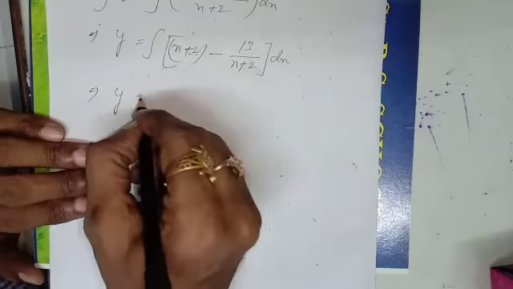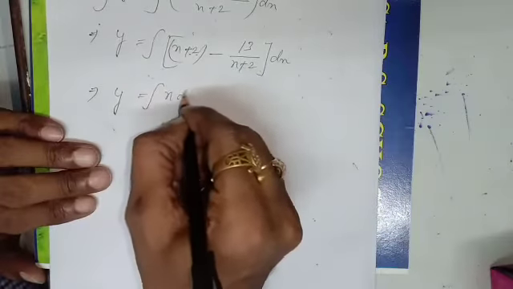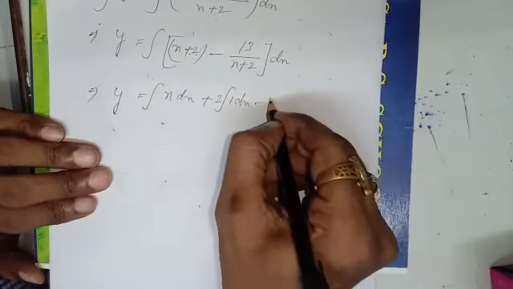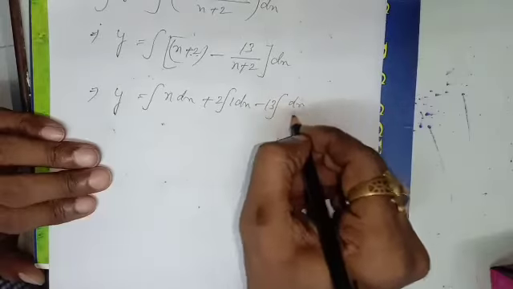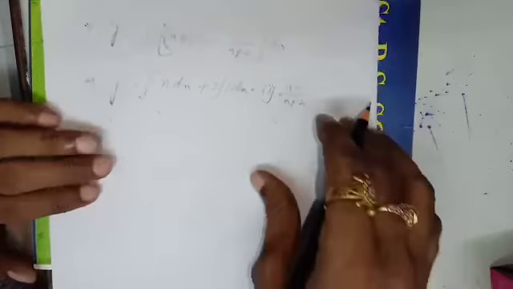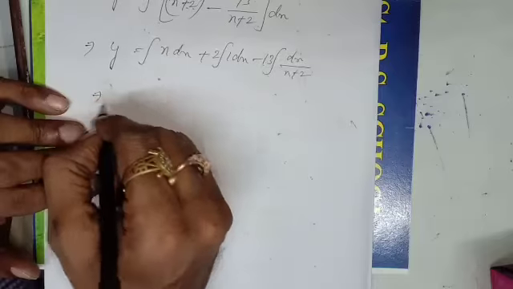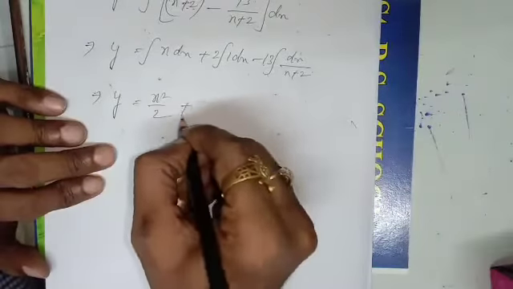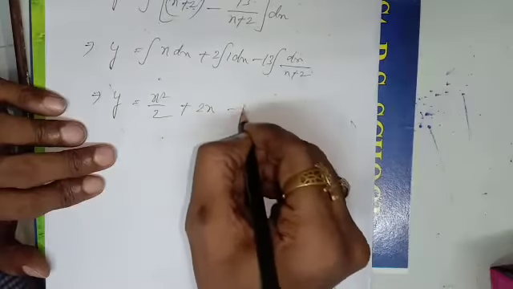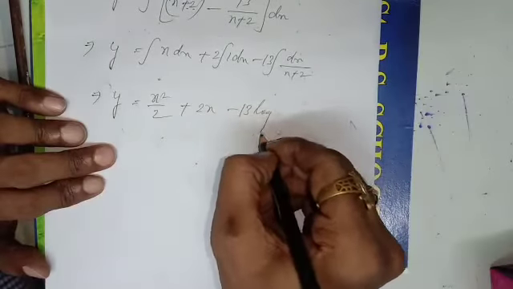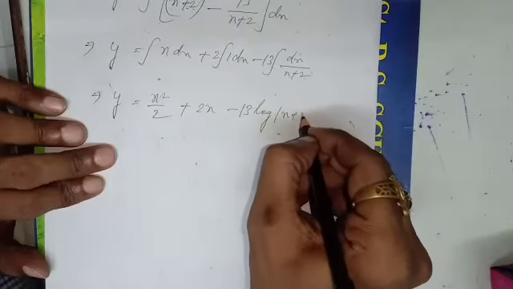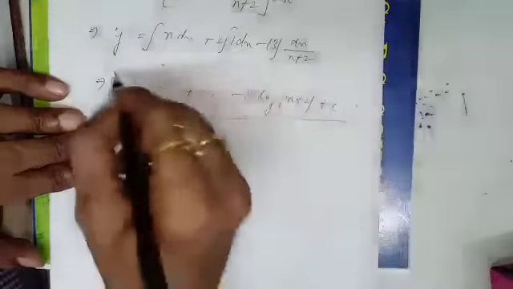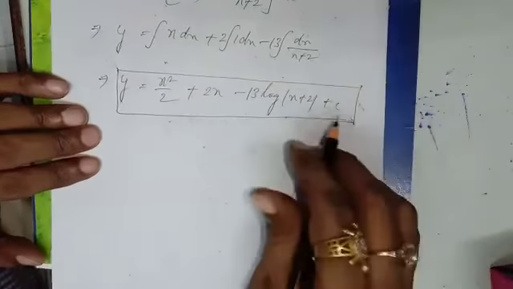So y is equal to the integration of x dx plus 2 times the integration of 1 dx minus 13 times the integration of dx by (x + 2). Now tell me what is the result we are getting here. y is equal to x² by 2 plus 2x minus 13 log of (x + 2), plus c is the integration constant. And this is the final answer for question number 3, second part.